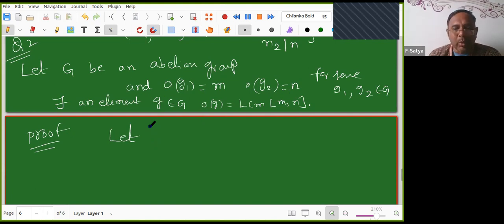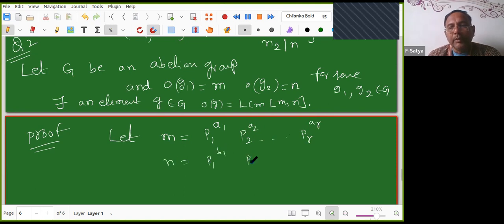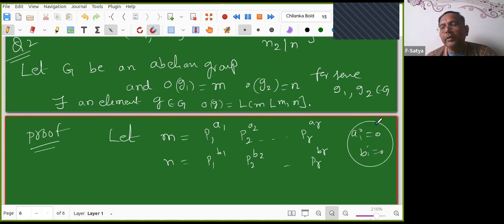Before starting the proof, here is how it will go. I assume that M is equal to P1 power A1, P2 power A2, and so on, PR power AR. N is equal to, again, P1 power B1, P2 power B2, and so on, PR power BR. You will ask one question: why did you take the same primes? It is possible to choose, with the possibility that AI can be 0, BI can be 0. Are you following that part? Any question here?